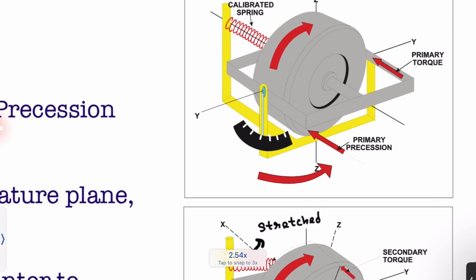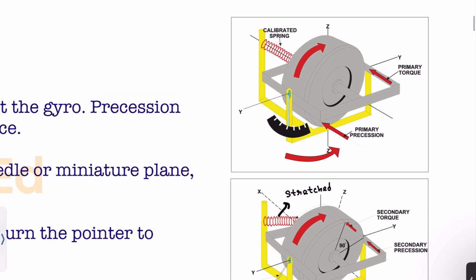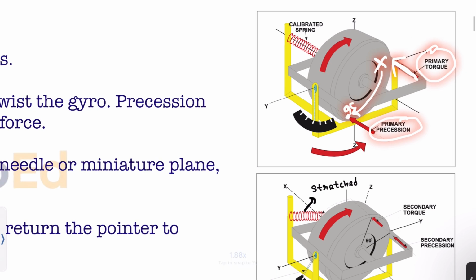In this case, you have to assume that the aircraft is turning towards the left. As the aircraft turns, a force tries to twist the gyro, and this will cause a force to be applied in this direction. This force we call the primary torque. By the definition of precession, the force is not applied where it acts, it is applied 90 degrees in the direction of rotation. So it will be applied here. This is called the primary precession, applied 90 degrees in the direction of rotation.